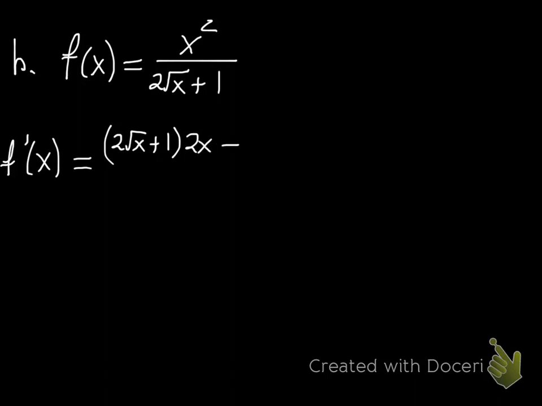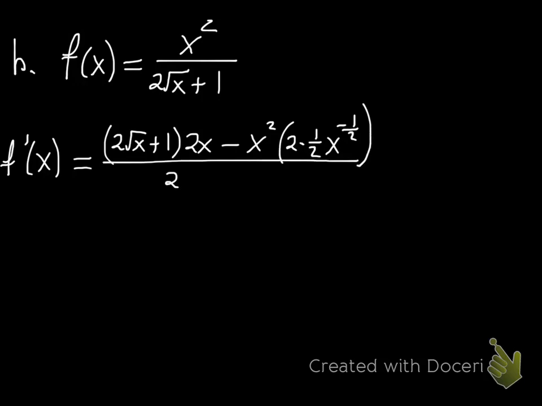D high, the derivative of the top is 2x, minus the high function, which is x squared, times the derivative of the low function. So there's going to be a 2 there, and square root of x is x to the 1/2 power. So the 1/2 comes down, and subtract 1 from the exponent. So 1/2 minus 1 is negative 1/2. And the derivative of the 1 is 0, so we don't put the 0 in. All over the low squared.